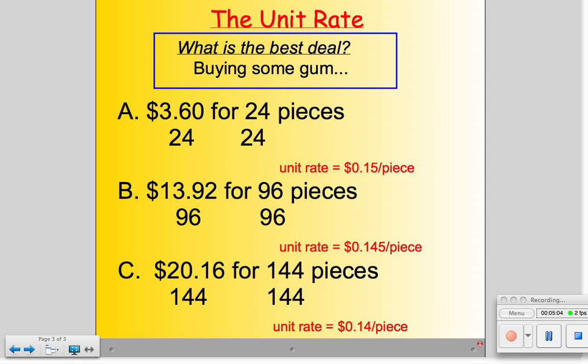So even though these are very, very close unit rates, only separated by a penny really, I can see that choice C is the best deal. It's the lowest amount per piece of gum. So I'm going to pull the trigger and I'm going to buy the package with 144 pieces simply because it has the best unit rate. I'm getting the most gum for my money. So that's the unit rate.